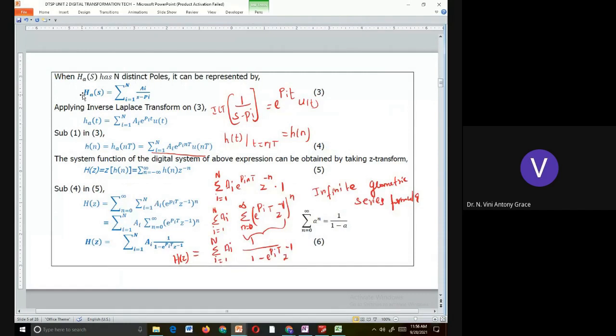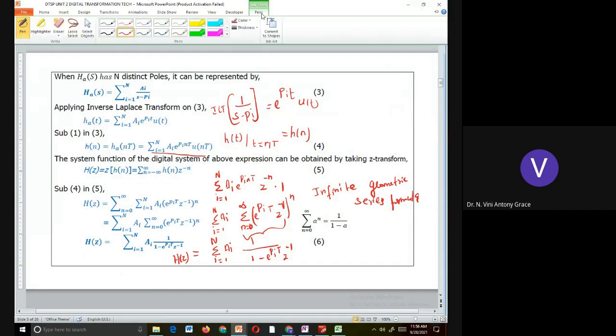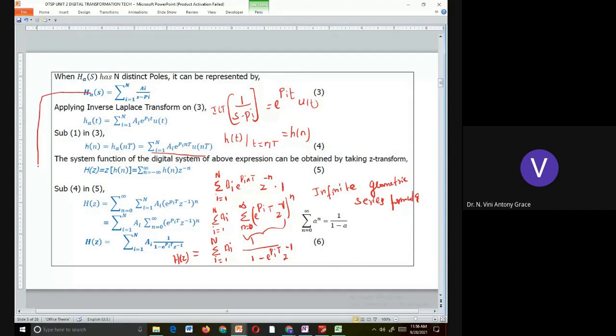If I compare this equation with that equation, what can we observe? If we compare, this is H A of s and this is h of z we have obtained. In the first step we had the analog transfer function. In the last step we obtained the digital transfer function h of z. So if we compare these two, I can say that 1 by s minus p i is now being transformed to 1 by 1 minus e power p i T z inverse. This is how we arrive at the formula for impulse invariant transformation.